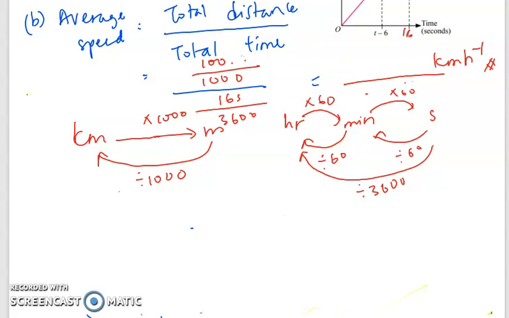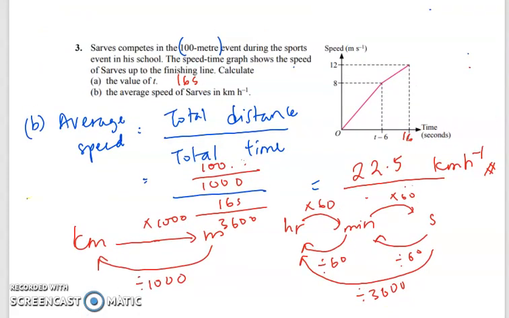Okay, so 100 divided by 1000 over 16 divided by 3600. So you get 22.5 kilometers per hour. So that is the average speed of Sarvez.